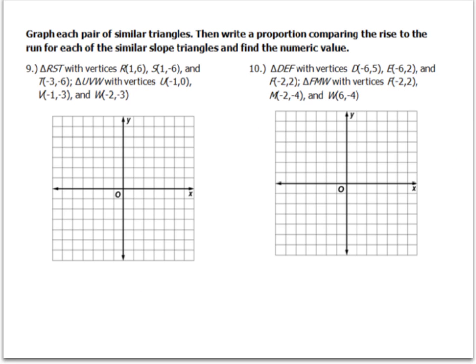For 9 and 10, the last on the pages, we're going to graph each pair of similar triangles and then write a proportion comparing the rise to the run for each of the similar slope triangles and find the numeric value. So we're at 1, comma 6 for R. S is 1, negative 6. T is negative 3, negative 6.